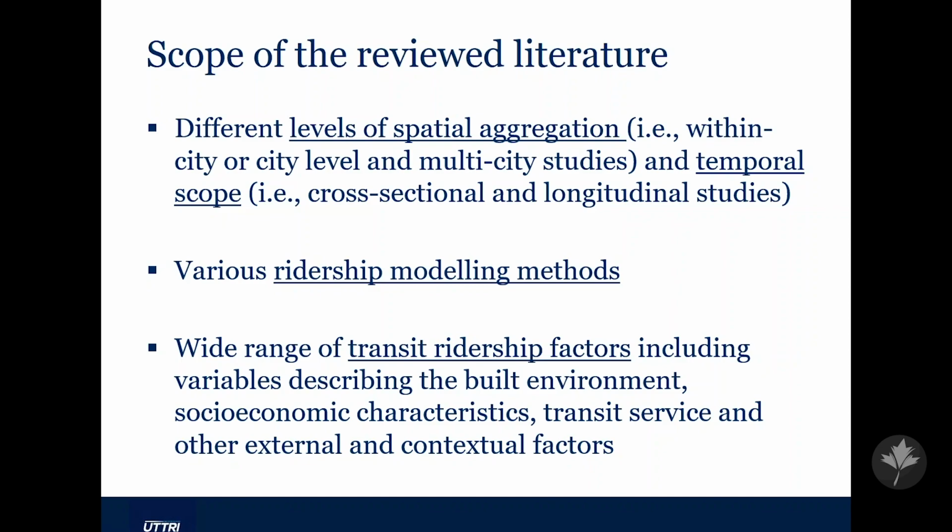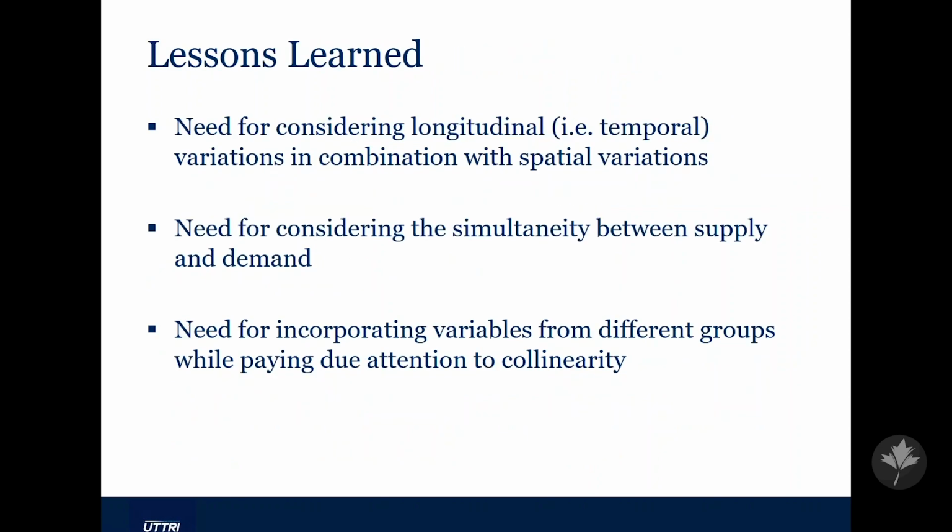But generally, the literature showed us that there's a wide range of factors that were explored in other studies. Some studies focus on 1 or 2 factors only, while others explored different ones. The lessons that we actually learned from reviewing the literature were the following points. The first was that there's a need for considering both variability and variation temporally, in addition to the spatial variations or variations between different lines or between different systems.